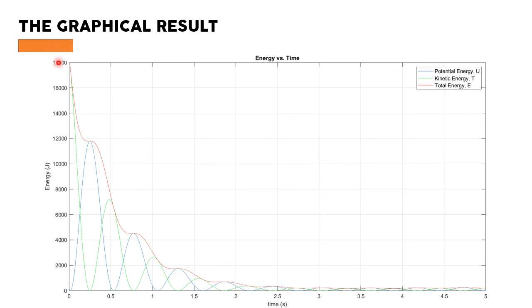As you can see here, the red graph represents the sum of the kinetic and potential energies. The green graph represents the kinetic energy, which reaches its peak value here, and the blue graph represents the potential energy. At time t equals 0, the potential energy is 0, but the kinetic energy is maximum. And eventually, with time, the energy of the system decreases because of the damper in the suspension system. So this is the response which provides an additional analysis from the energy point of view.